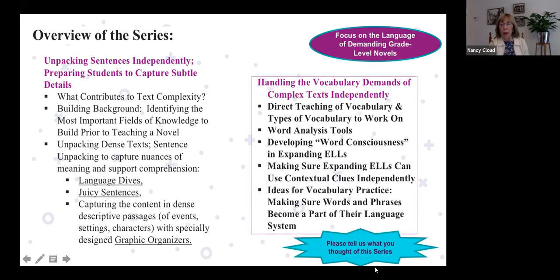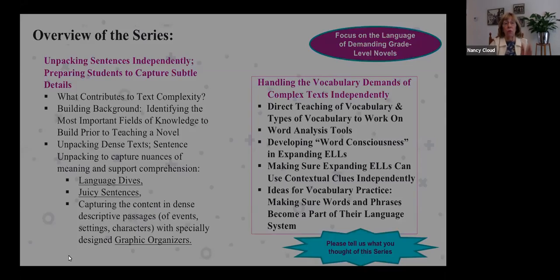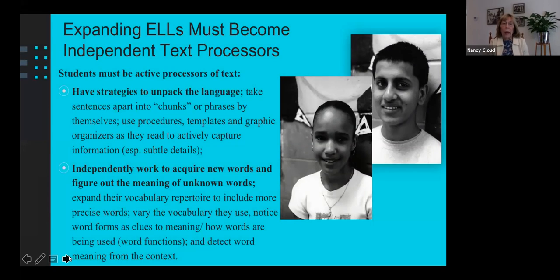So at the end of the series, the reason I reviewed this was because at the end of today, we're going to ask you to tell us what you thought of this series before you also give feedback to the Arburn about reactions that you have to the offerings of this year and things that would be helpful to you for the future. So these are the things that we must as teachers be working on with expanding ELLs.